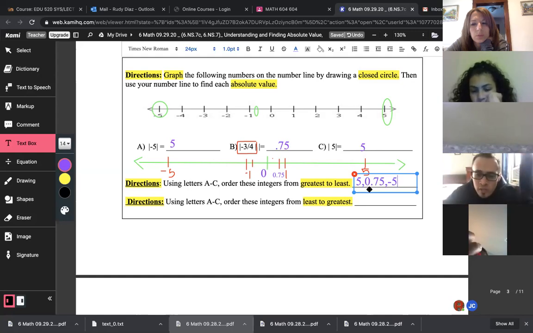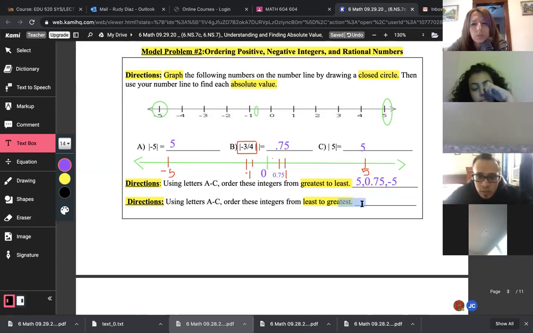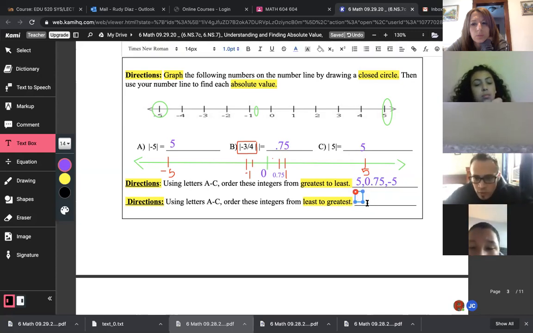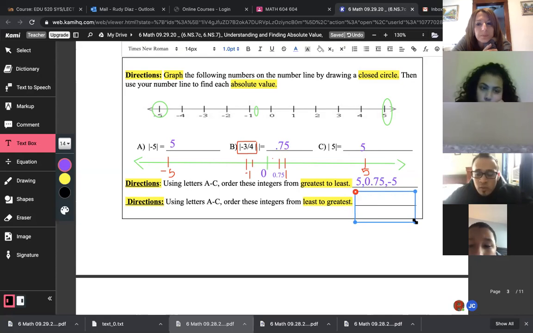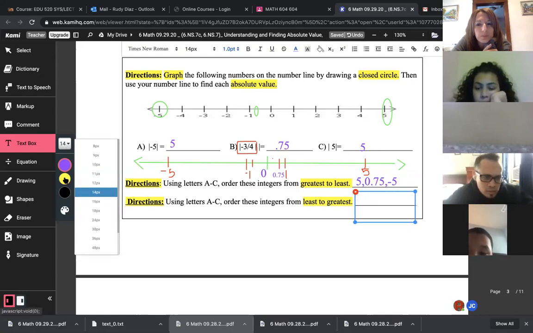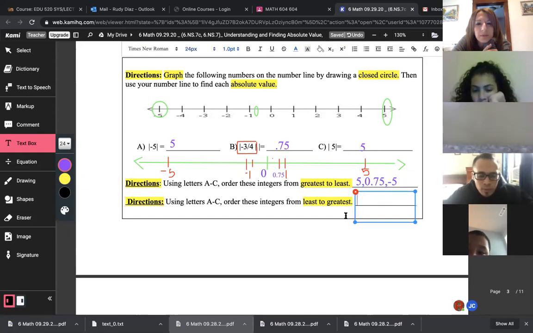Now let's reverse that. Justin, it's you again, sir. Yes, I know. I'm picking you and I'm targeting you. That's fine. I want you to understand this, though. So we're going to go from least to greatest now. Go, Justin. Negative what? Oh, -5. There you go. And then the next one? 0.75. Yep. And then? 5. Does that make sense to everybody?